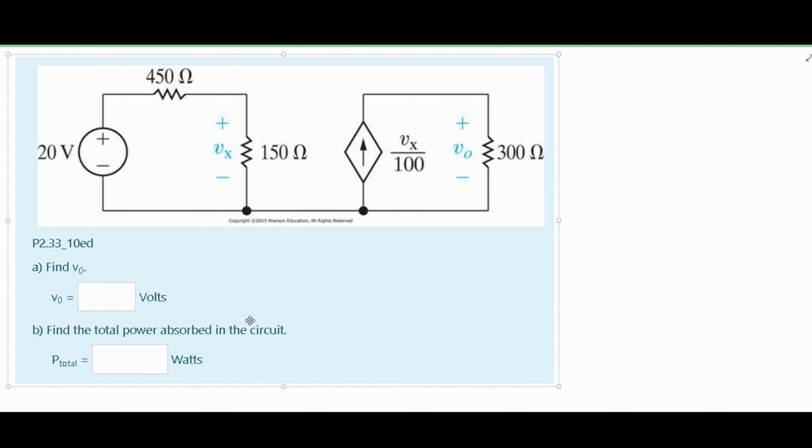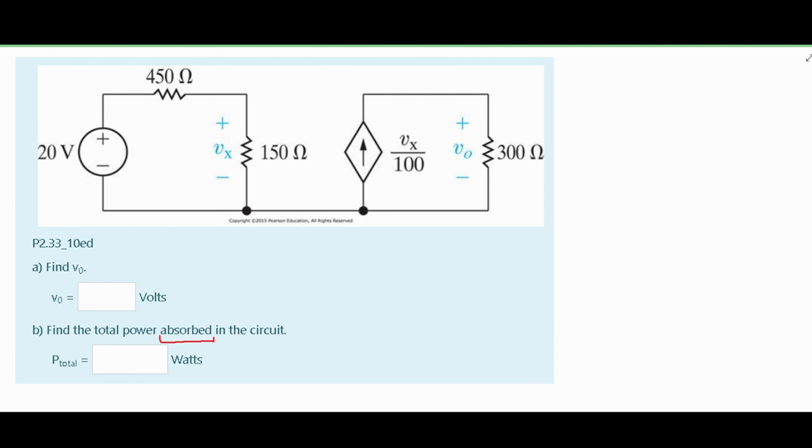In this problem, we have a circuit which asks us to find V naught and also asks us to find the total power observed in the circuit. In our diagram, we have voltage and a lot of resistance. For part B, it is important to note that they asked us to find the total power absorbed. The reason why it's absorbed is because we have so many resistors, and this is going to come into play when we actually try to go and calculate the total power that's absorbed.